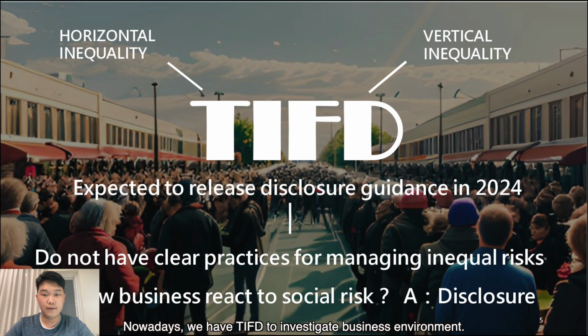Nowadays, we have TIFT to investigate the business environment. TIFT thinks that disclosure is an effective way to reduce inequality, and they will publish the inequality disclosure framework in 2024. However, until now, businesses still have no idea how to manage inequality risk. So, how should businesses react to social risk?